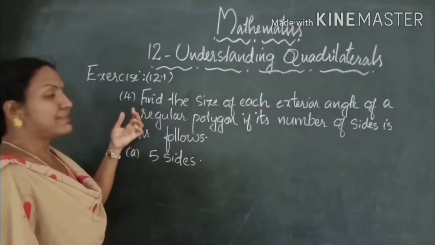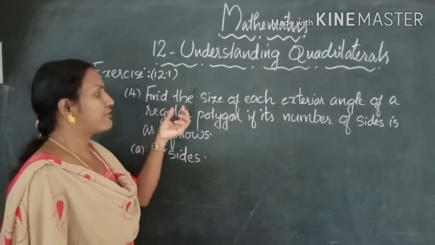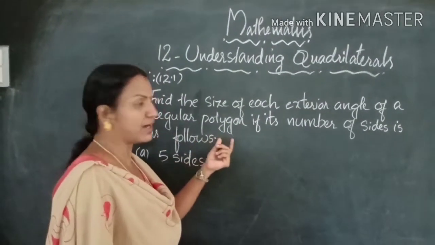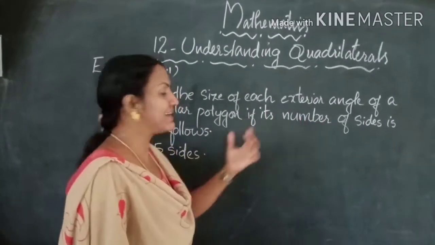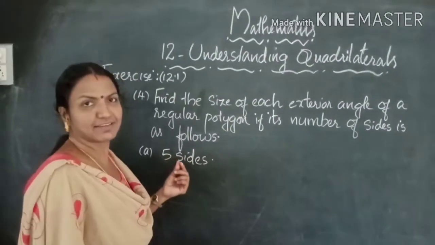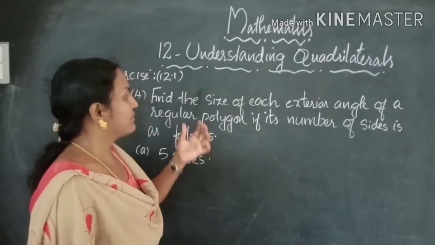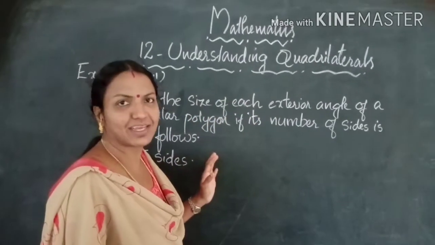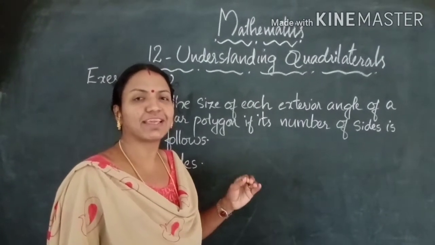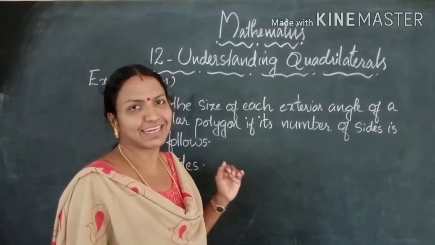Let's move on to the next. Question number 4 from exercise 12.1. Find the size of each exterior angle of a regular polygon if its number of sides is as follows. Option A, 5 sides. Number of sides is given. You have to find the size of each exterior angle. We already studied that the sum of the exterior angles of a polygon is 360 degree.